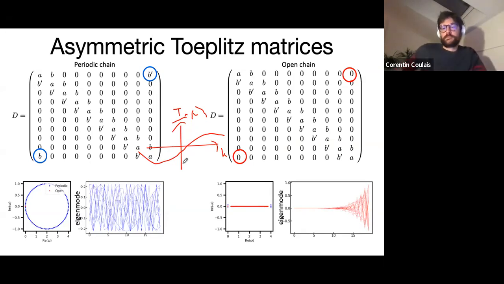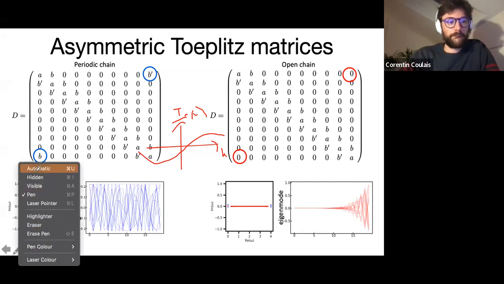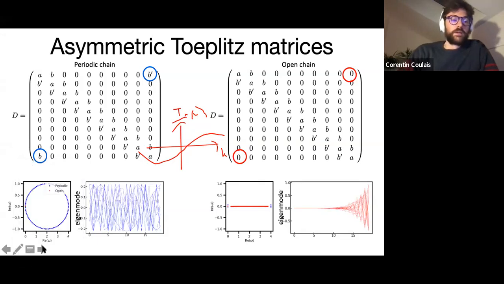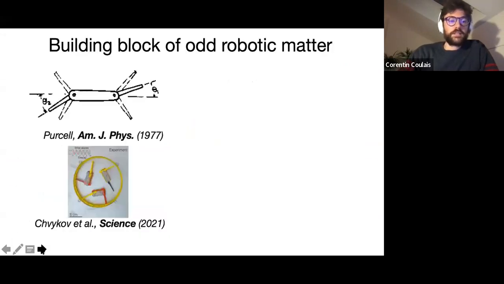Okay, and then could you specify which symmetries were broken? Because in principle I see the device, but can you specify which symmetries were broken in order to obtain this? Yes.